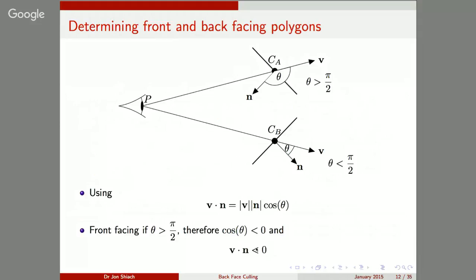Okay, so we've got C, we've got N, we need V now. So V is C minus P. So that's 5, 5, 2 minus 5, 2, 10. 0, 3, minus 8. Okay, so that's our viewing vector. That's where we are looking at the center of the base polygon. Okay, so do the dot product between V and N, or N and V, it doesn't matter, it's commutative.